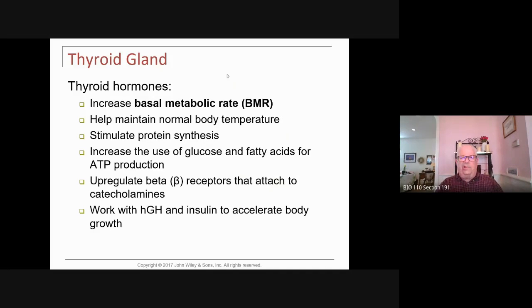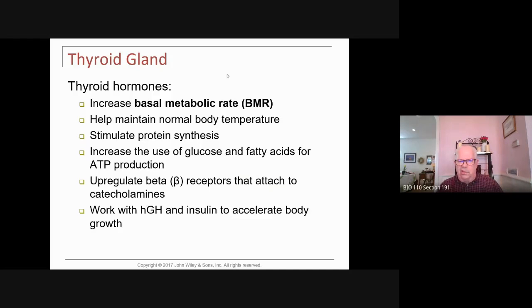Thyroid hormones are extremely important. The main function of thyroid hormones, T3 and T4, is to increase your basic metabolic rate. It allows you to run. It allows you to hit a ball. It allows you to do exercise. It also maintains normal body temperature. It also stimulates protein synthesis.